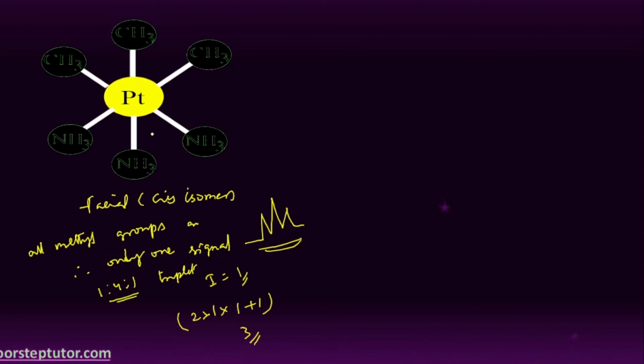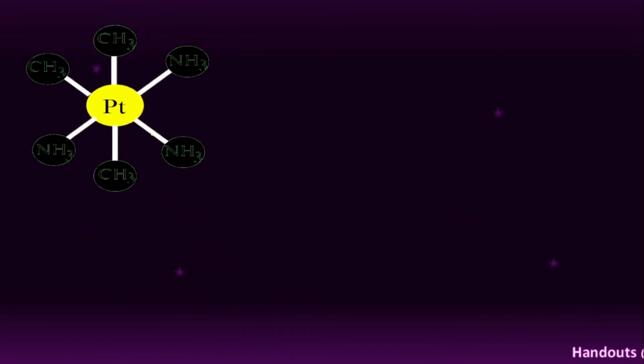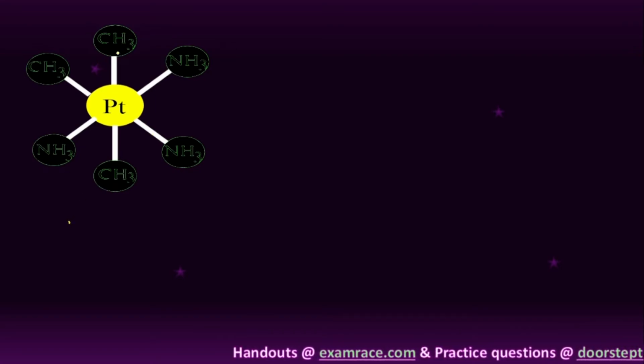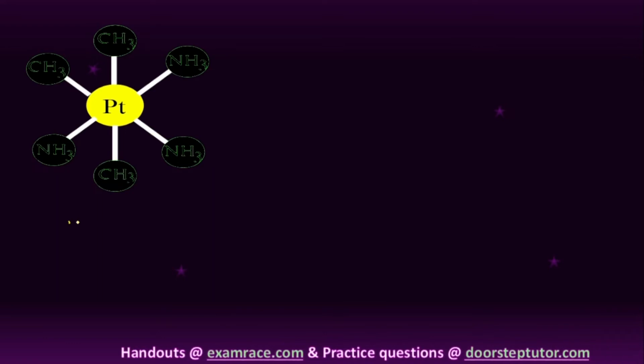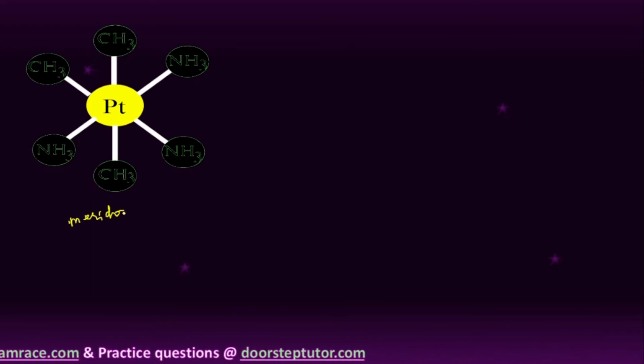So clear, student? The singlet further splits into a triplet due to the interaction of the platinum nuclear spin. Clear, right? Next, this is about facial. Now here we have meridional. Here you can see the two methyl groups are opposite to each other, so we can say it is meridional. It is trans, student.